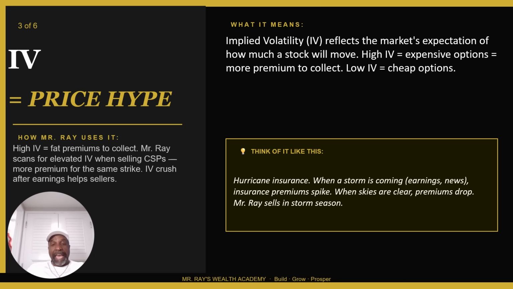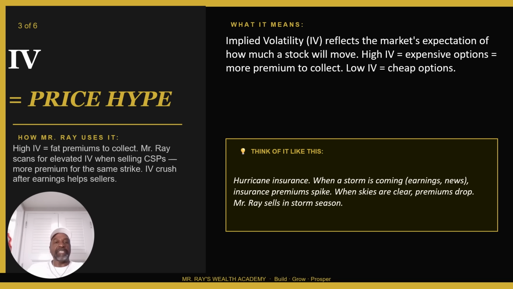So let's talk about IV, baby. That's implied volatility. This is the lifeblood of selling options, okay? Because IV reflects the market's expectation of how much the stock is going to move up or down, right? So if it's high IV, it's going to be the expensive options. We're going to be collecting lots and lots of premium. If it's low IV, not so much, okay?